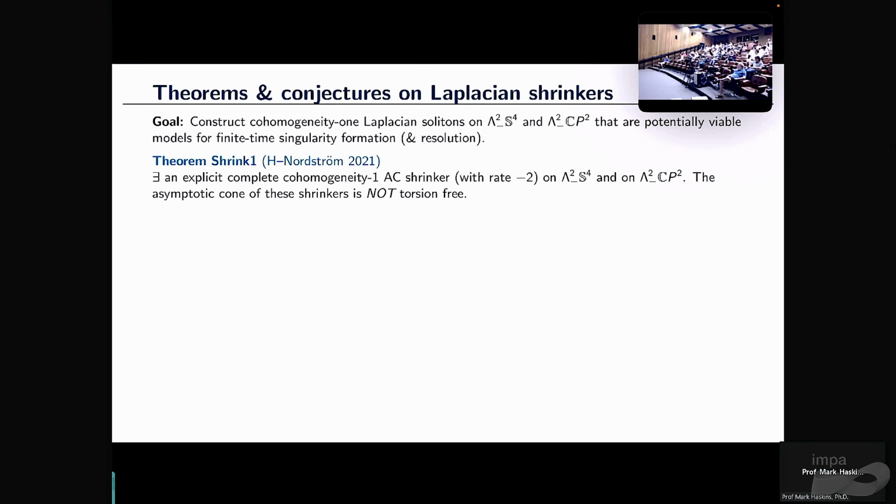It decays more slowly. And again, it's asymptotically conical, but now the asymptotic cone that we get is not a torsion-free cone, as in the previous case. It's some closed invariant G2 cone that is not torsion-free.